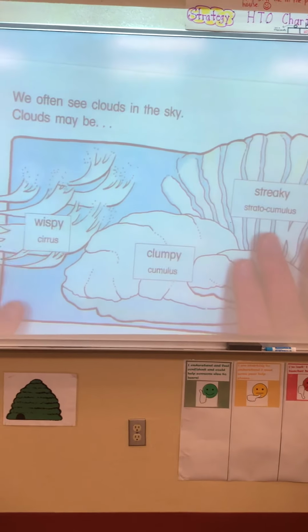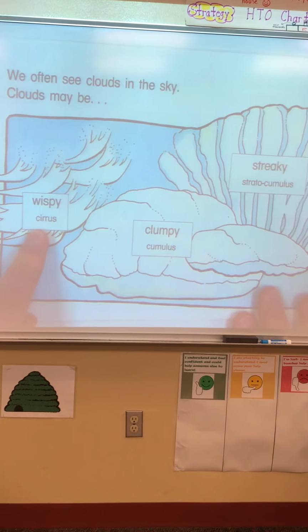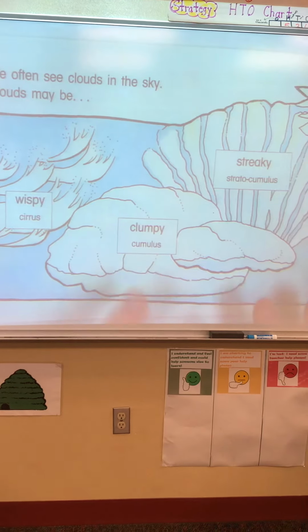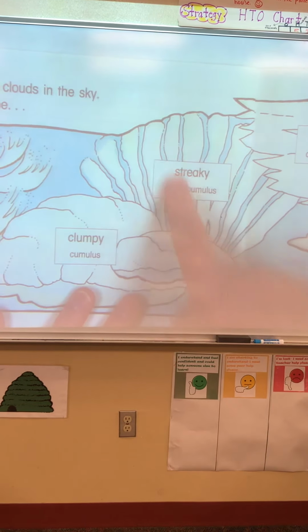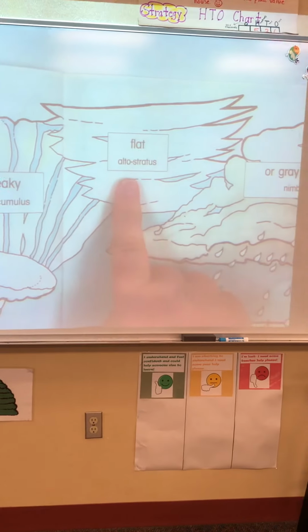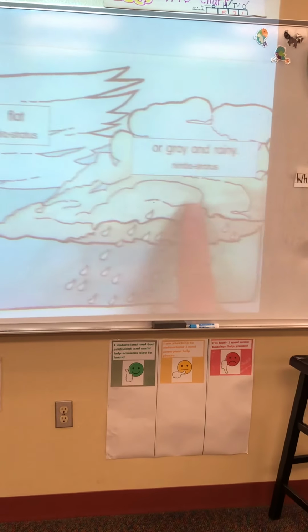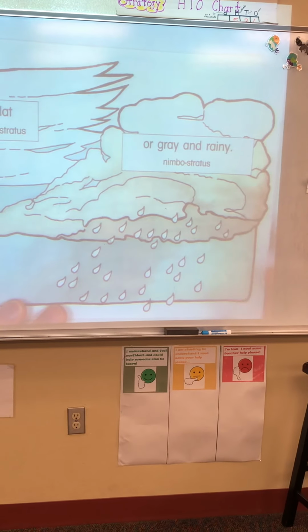We often see clouds in the sky. Clouds may be wispy, which are cirrus clouds, clumpy, like cumulus clouds, like the big old mushroom looking puffy ones, streaky stratocumulus clouds. They might be flat, like altostratus clouds, or gray and rainy, like nimbostratus. And we see a lot of those in the spring and in the fall.